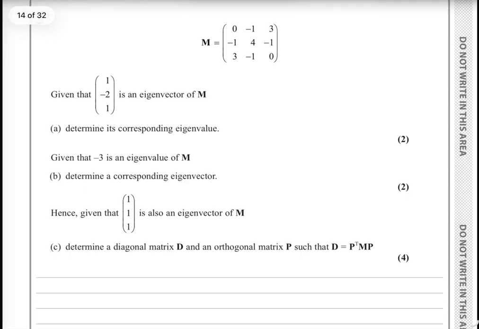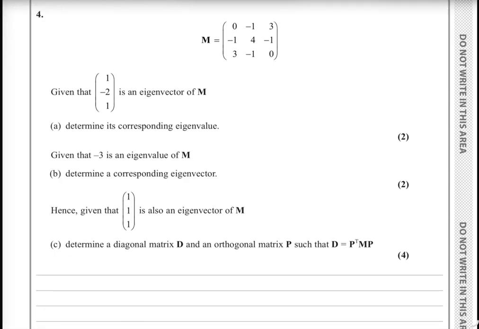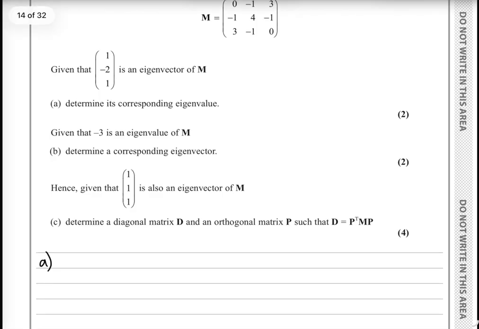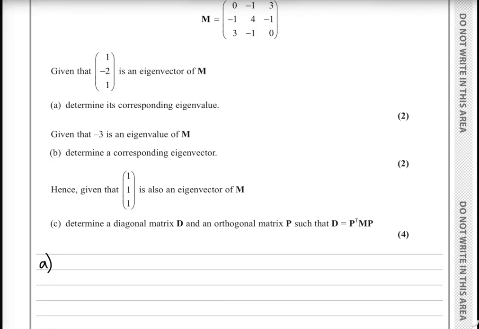More matrices. Given that (1, minus 2, 1) is an eigenvector of M, determine its corresponding eigenvalue. This is fairly straightforward. We just need to apply the matrix M onto that vector and see what we get. And that will be a factor of lambda different, and whatever that factor is, our eigenvalue. Matrix multiplication, here we go.